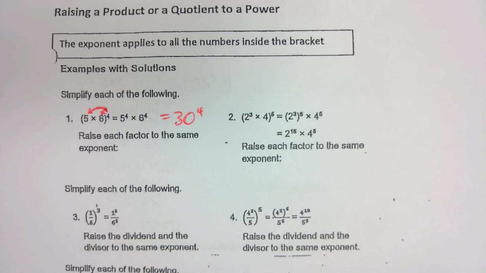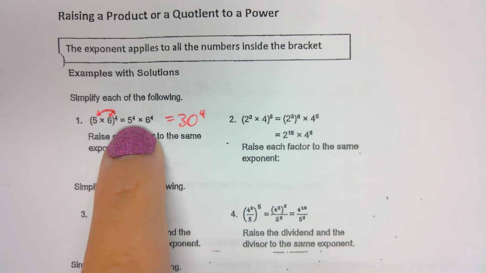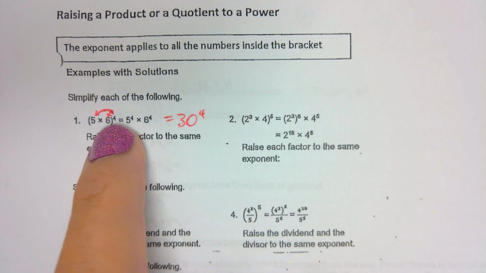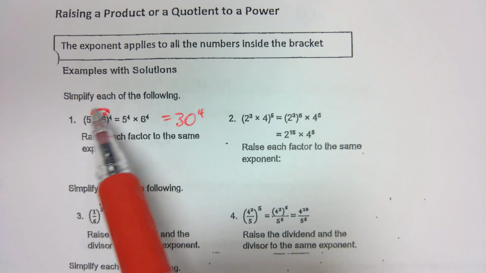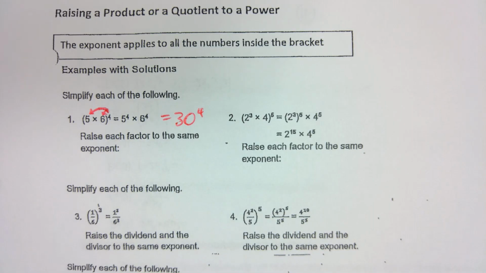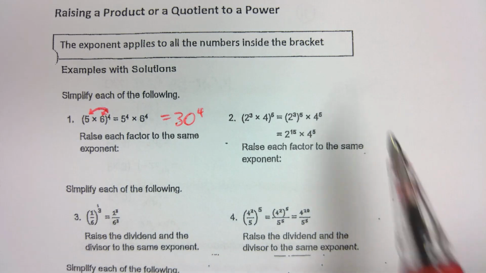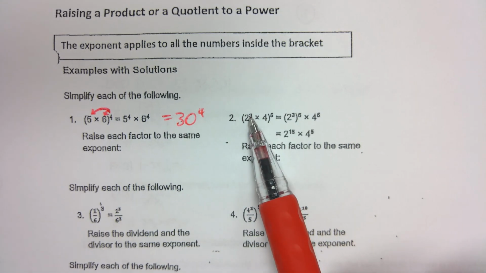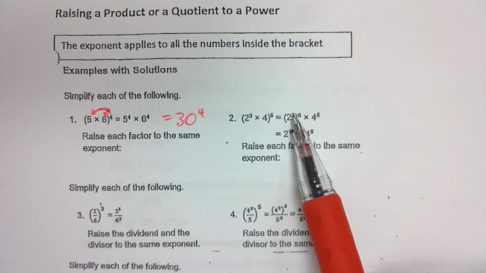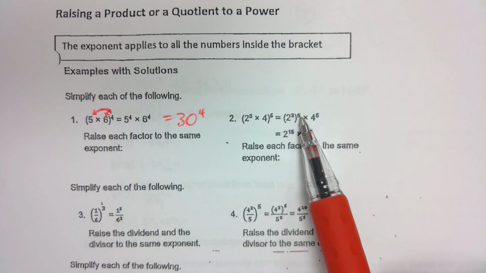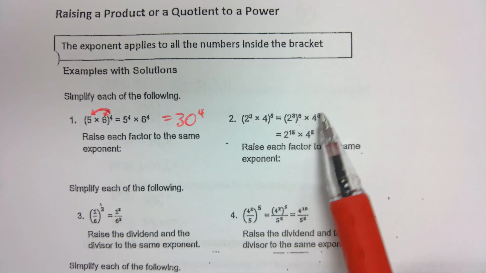This is not really simplifying. You can simplify it like this or you can simplify it like this. This is just telling you that if you have an exponent outside a bracket, it applies to everything inside. So same thing right here. Even if you have an exponent, you would do the same thing. So 2 cubed raised to the power of 5 times 4 raised to the power of 5.